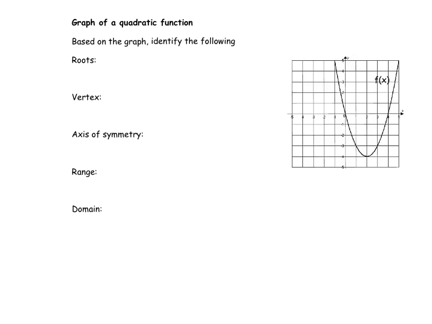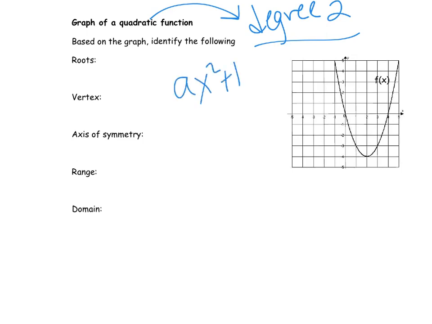Alright, last but not least, the graph of a quadratic function. Well, again, a quadratic function has to be of degree 2. Okay, degree 2, it looks like a parabola, which is what we have over here. Again, that would look something like ax squared plus bx plus c. You need it to have degree 2, the highest exponent being 2. Okay, we already talked about this.